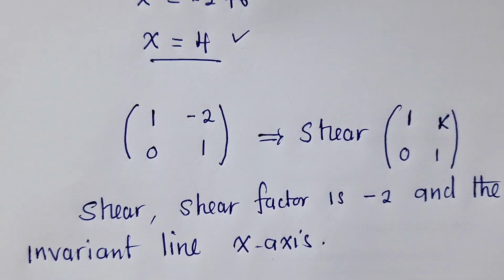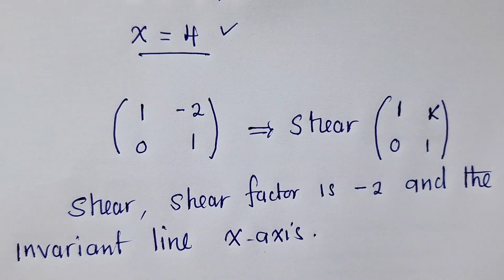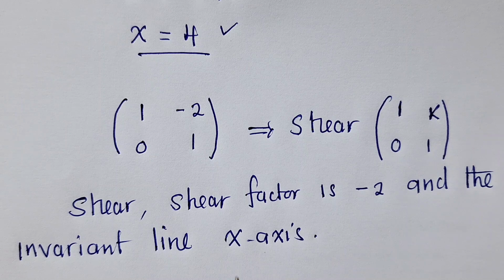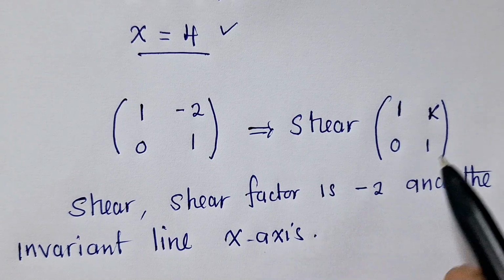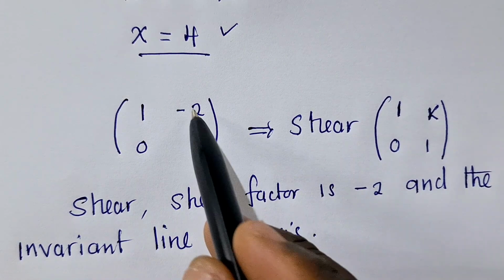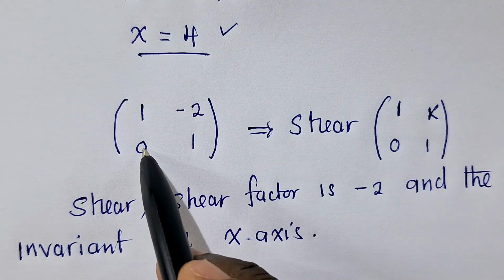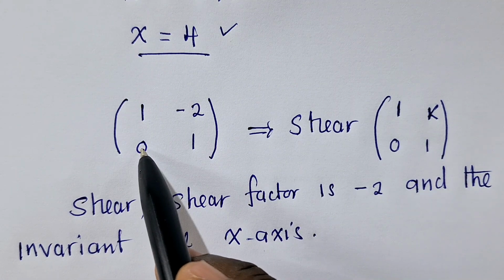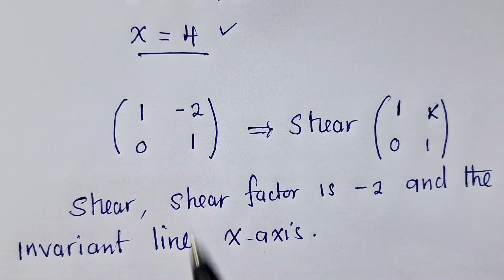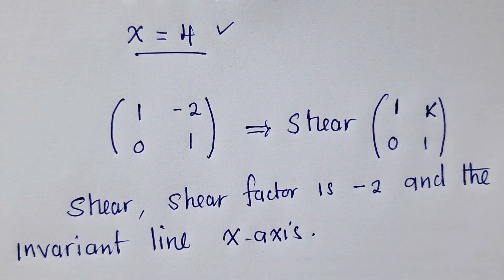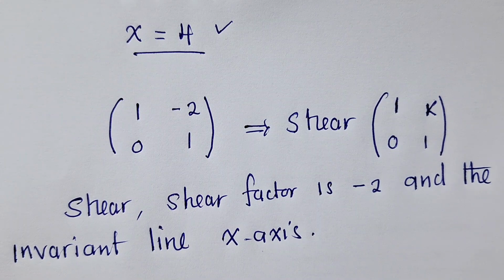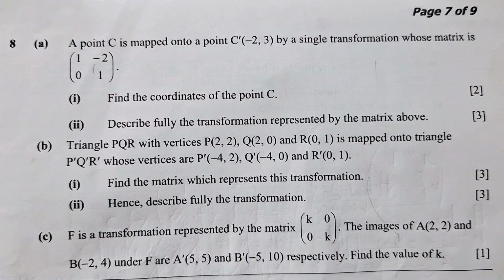So this is how you get to describe this, okay? And how did I know that the invariant line is the x-axis? Because it's right here. This is where I've got a number, so meaning it's the x-axis. If it was here, the invariant line would have been the y-axis if the 0 is here, okay? So that's how you answer this question. Let's check out the next question.